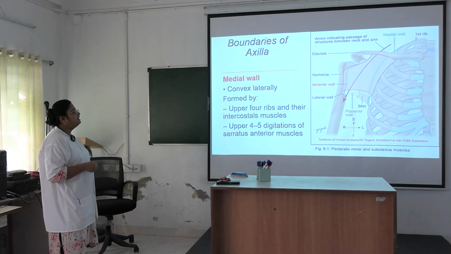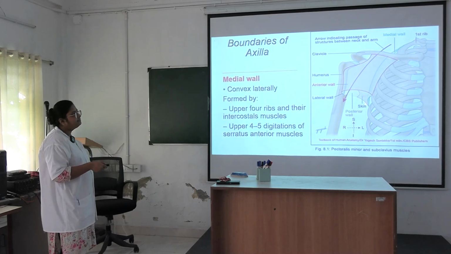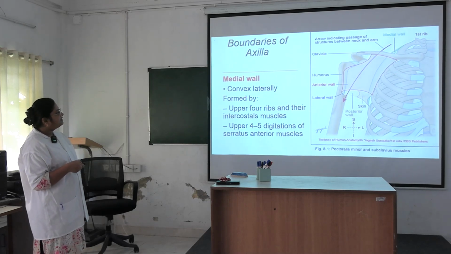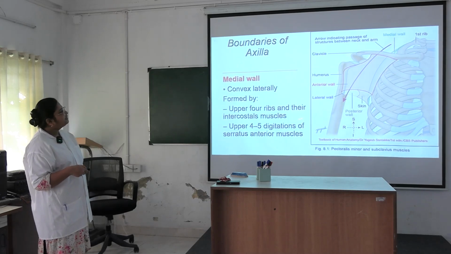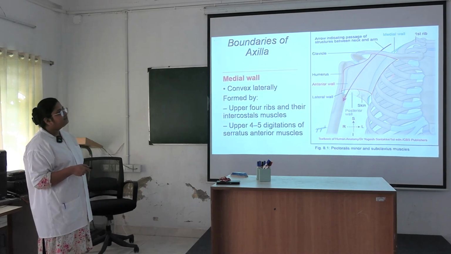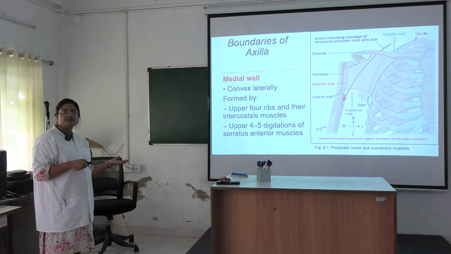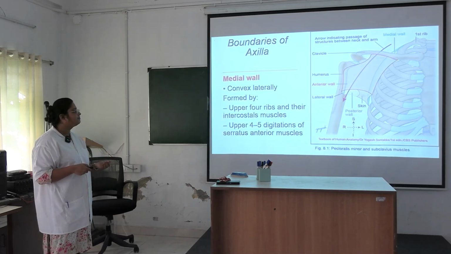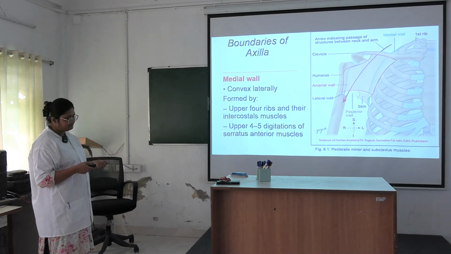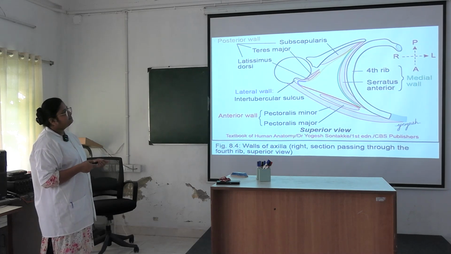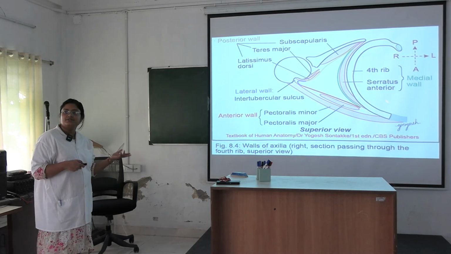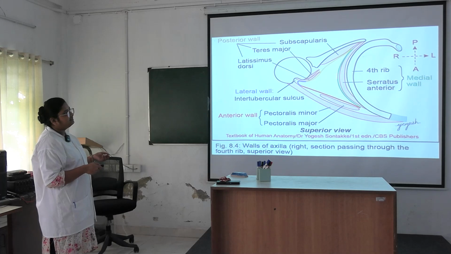Next we go to the medial wall. Here this green colored one is the medial wall of the axilla. It is convex laterally and formed by the upper four ribs and their intercostal muscles. Here you can see the ribs, and in between the ribs are the intercostal spaces where the intercostal muscles are lying, and the upper 4 to 5 digitations of the serratus anterior muscle. See here, this is the medial wall formed by the ribs, intercostal spaces with intercostal muscles and serratus anterior muscle.